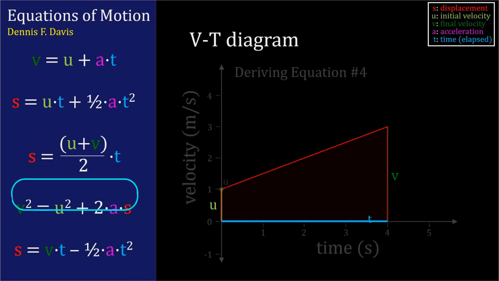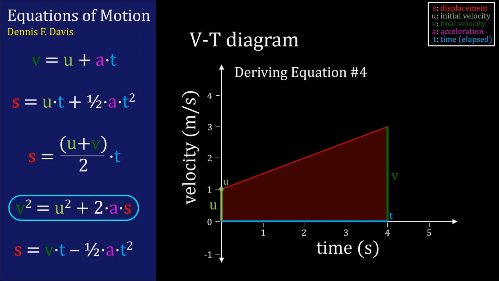For equation 4, it will help to point out something. I said that each of the 5 equations of motion includes 4 of the 5 variables on the VT diagram. Well, each equation leaves out a different variable. Please notice that equation 1 does not include s, but the other 4 do. Equation 2 does not include v, but the other 4 do. Equation 3 does not include a, equation 4 does not include t, and equation 5 does not include u. This way, there's always an equation that includes the 3 variables you know, plus the variable you're seeking to find.